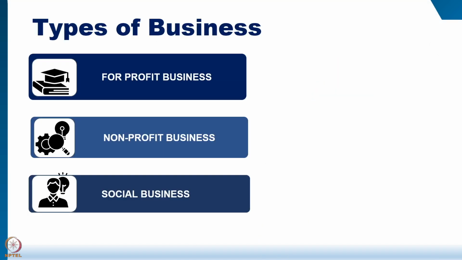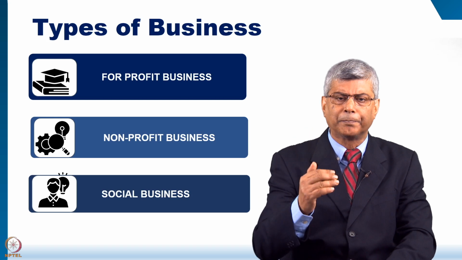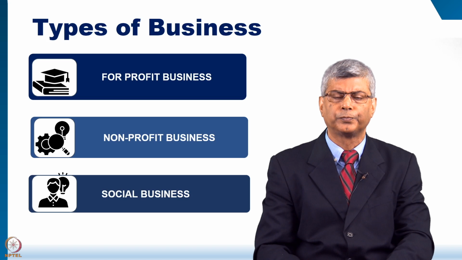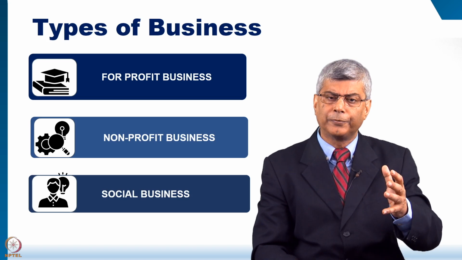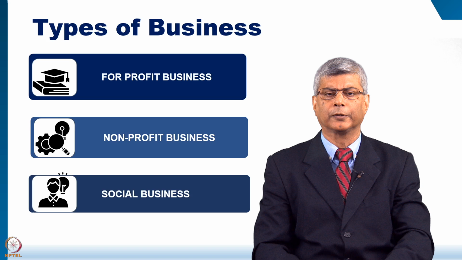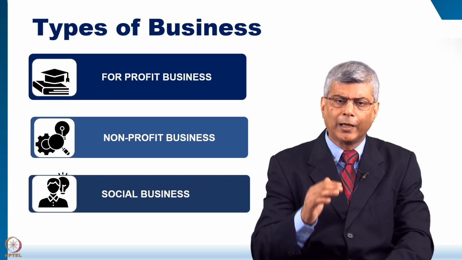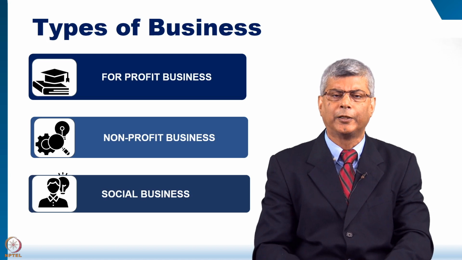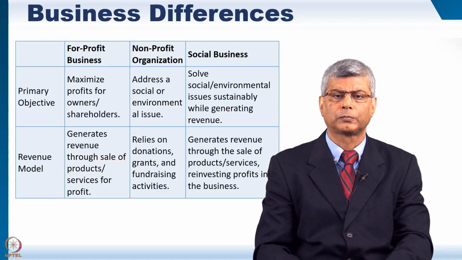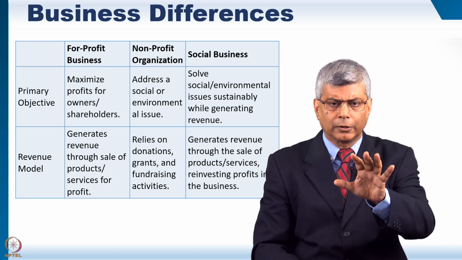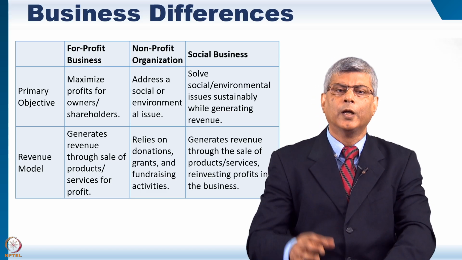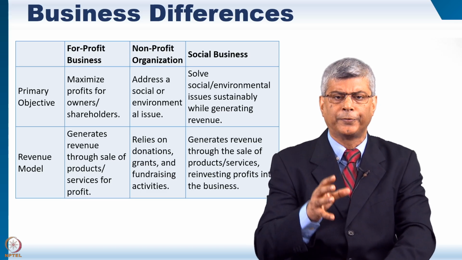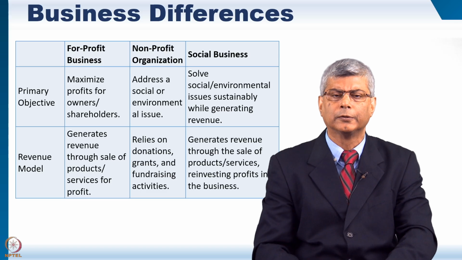So let's deep dive into the 3 kinds of businesses. The first is, as I said, for-profit business. And then we have a version of social business which is not for profit. And then you have a true social business. So let's look at these 3 different kinds of businesses. So you can read the chart on the screen. But a for-profit business, as I said earlier, maximizes profits for the shareholders or the owners.